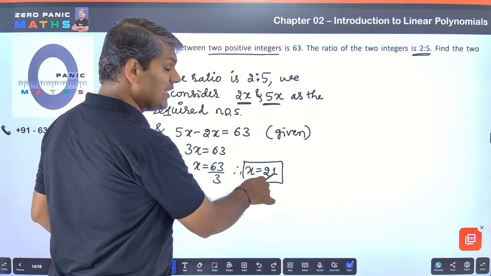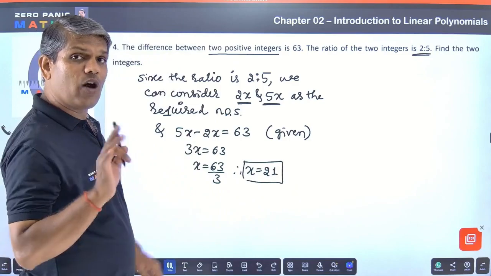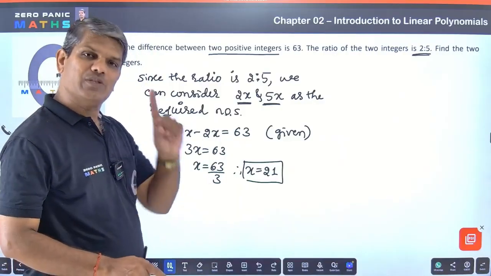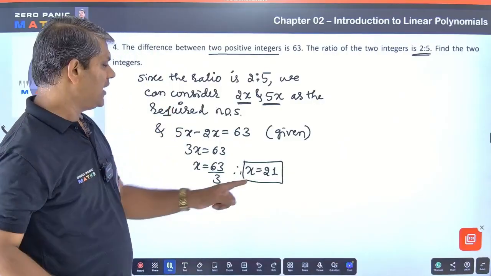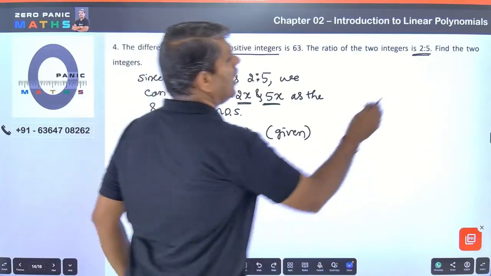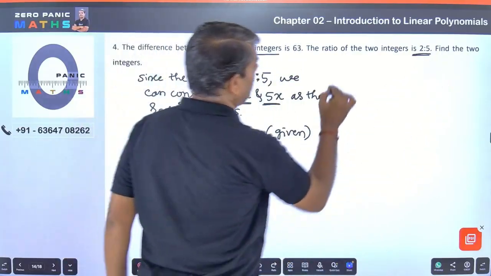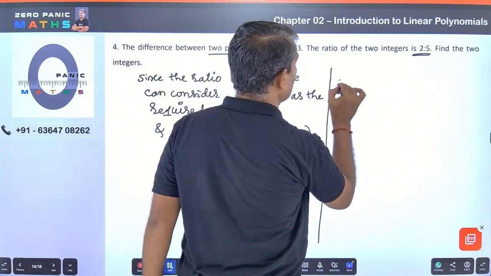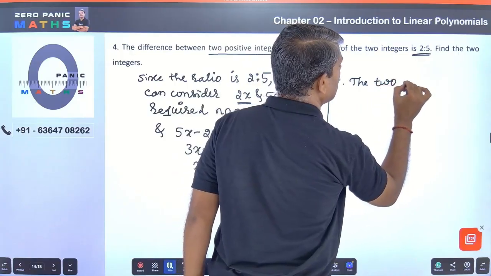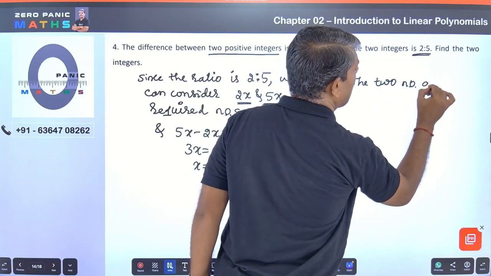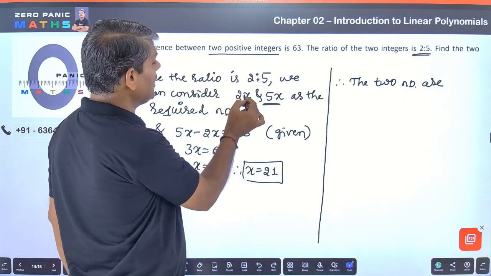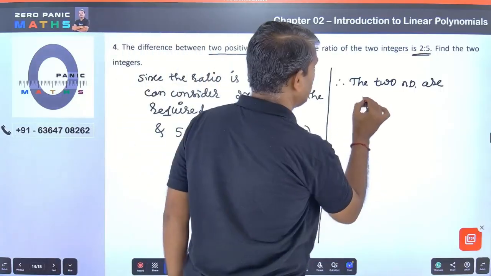Now x is equal to 21 is not our answer. Our answer should be in the ratio 2 is to 5. 2 times x is one number and 5 times x is another number. That is what our problem says. Now find the two numbers. So finally we can write, therefore the two required numbers. What did we consider? We started with an assumption of 2x and 5x.